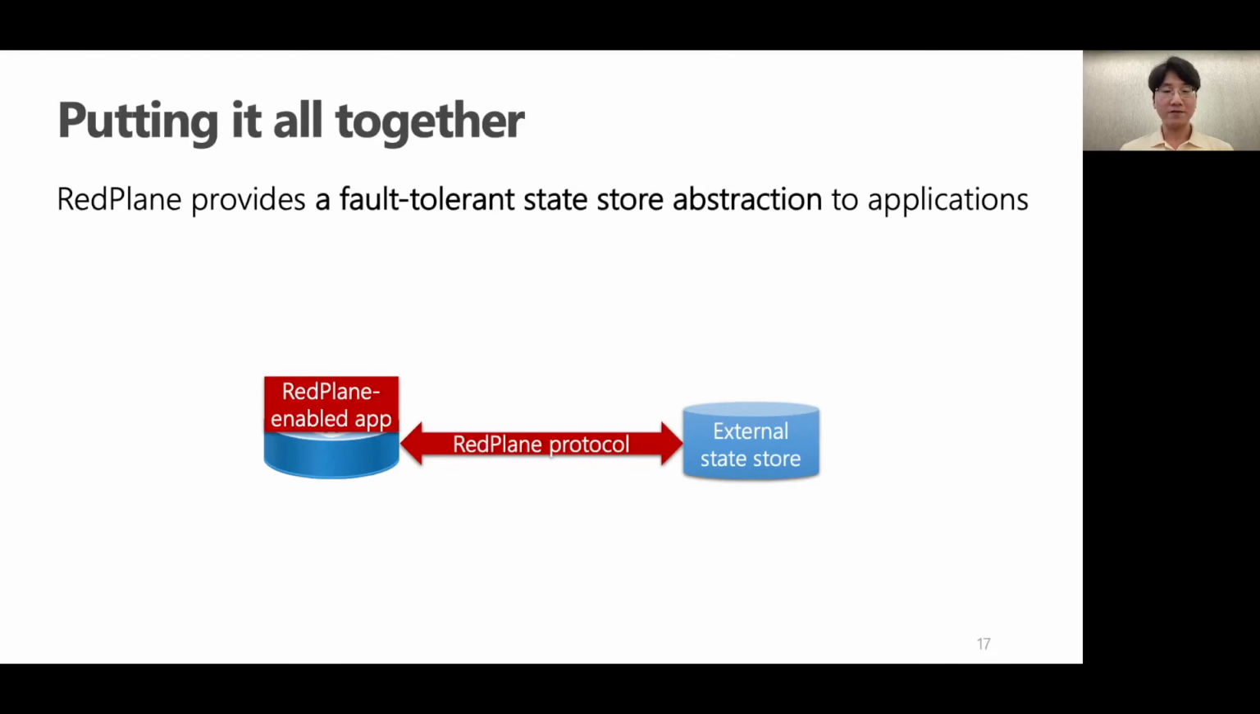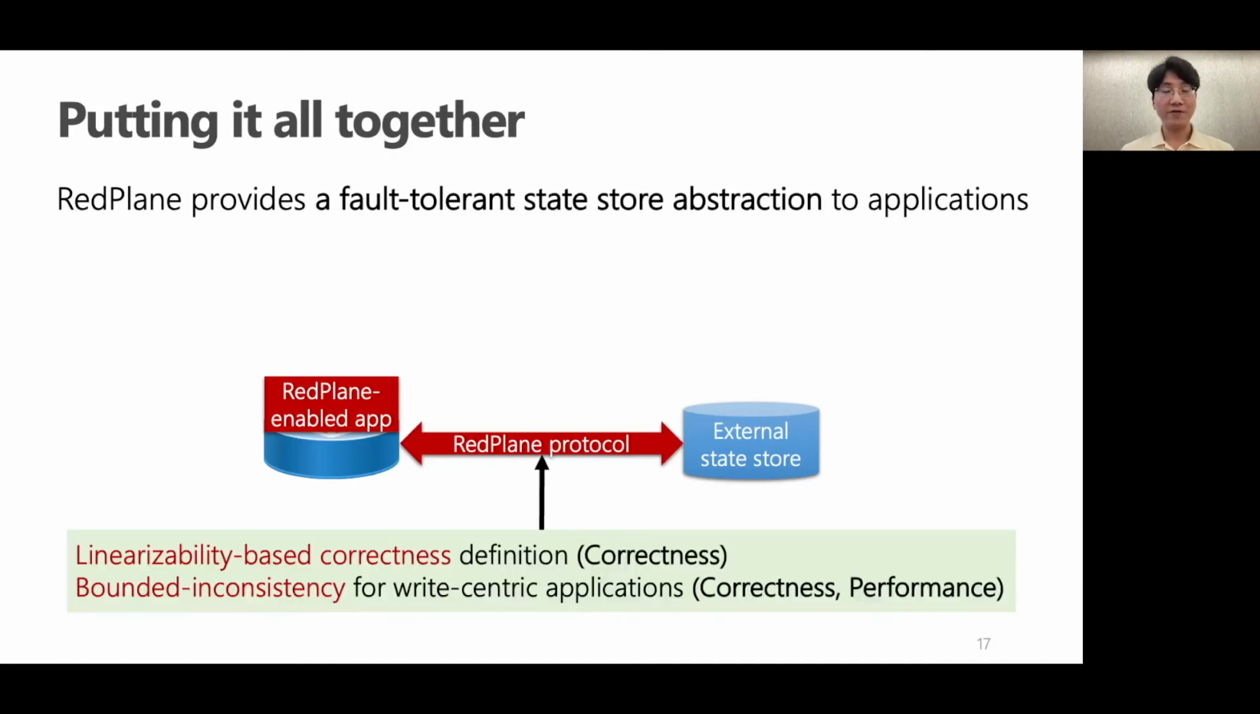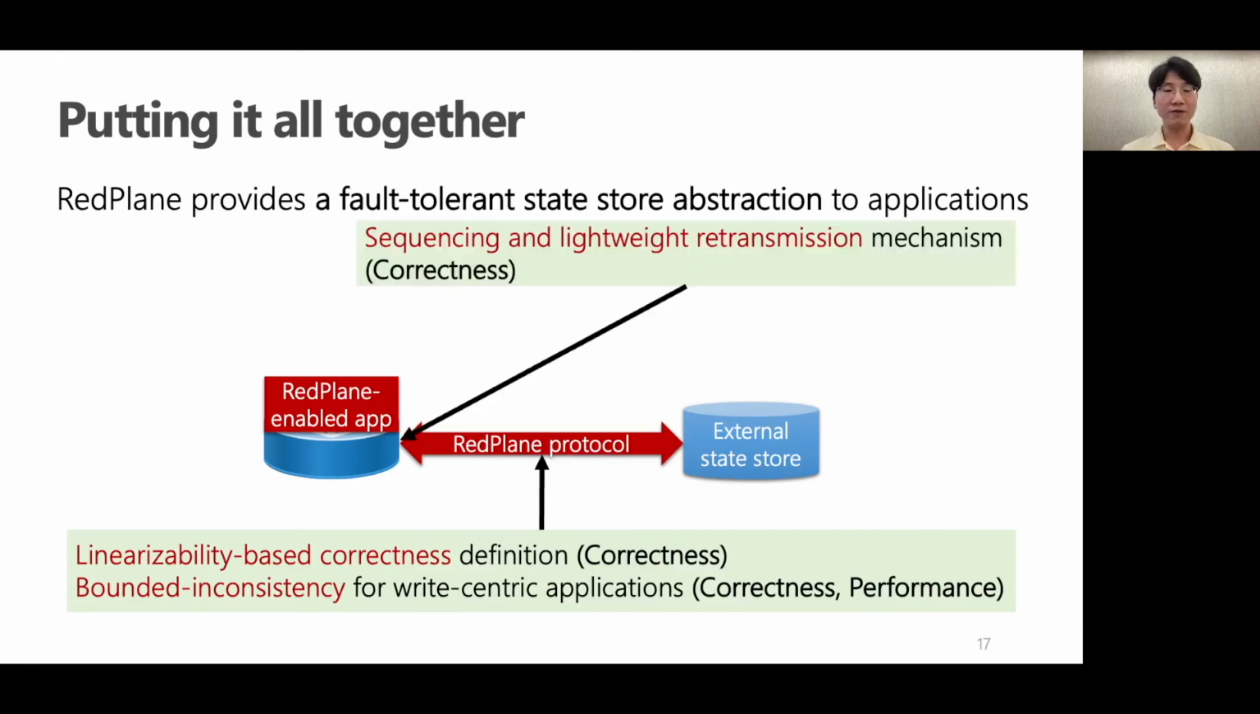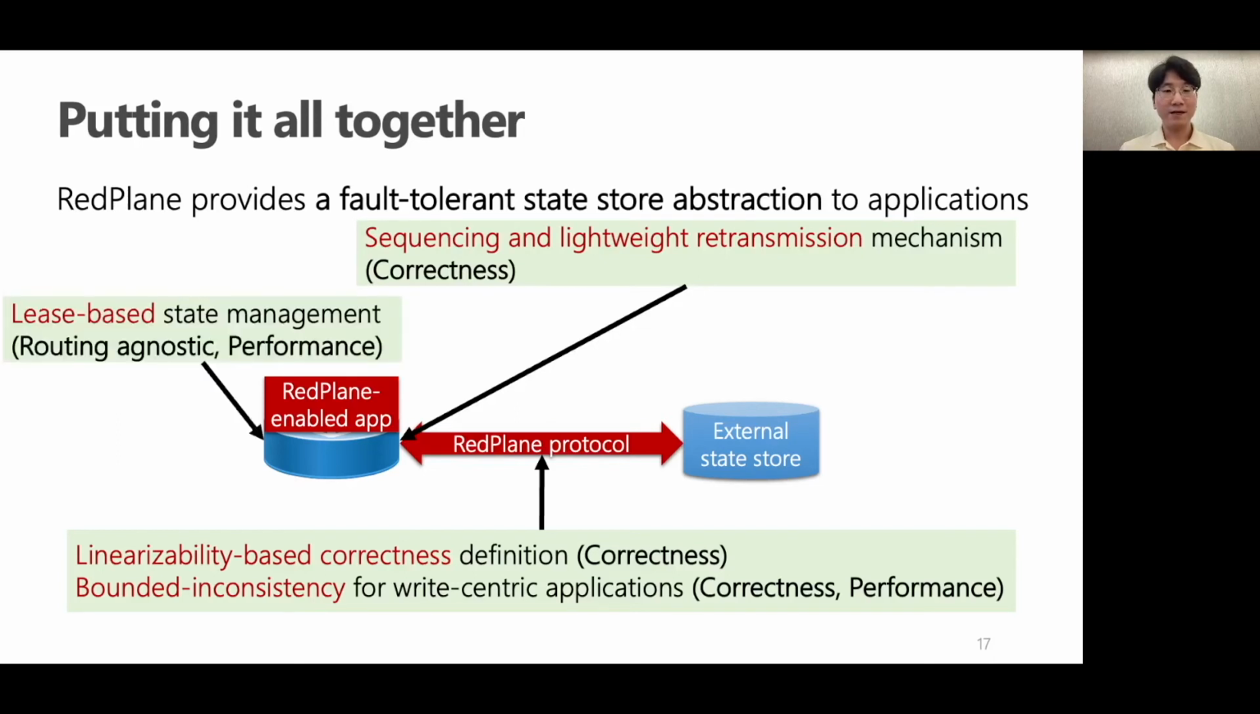Putting the pieces all together, RedPlane provides a fault-tolerant state store abstraction to in-switch applications with 4 key ideas. Based on our understanding of various types of applications, we first defined linearizability-based practical correctness for in-switch applications, and provide a bounded inconsistency mode for write-centric applications for better performance. And our sequencing and lease retransmission mechanisms realize our correctness model in the switch data plane. Lastly, our lease-based state management guarantees correctness even when multiple switches are involved during failover or recovery. And it also allows local reads for better performance.